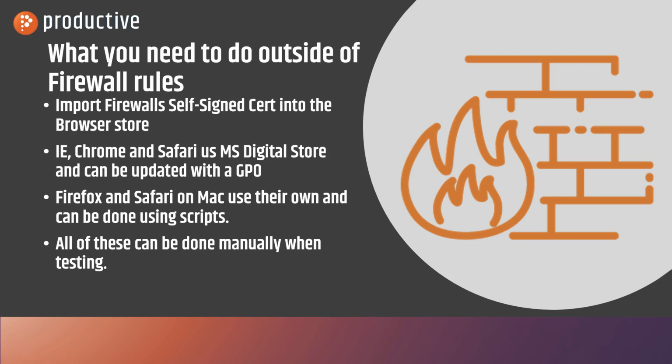What you need to do outside of the firewall rules, I already showed you how easy it is to turn it on in the XG. You need to import the firewall self-signed certificate into the browser store. For IE, Chrome, and Safari, basically this is a one-task mission that can be done using GPO. You can push it out in a couple other ways as well. If you're using Firefox or Safari on Mac, they use their own, and this is going to need to be done either manually or using a script. And when you're just testing this out to see how it's going to work, you can import it manually, quite easy, using your own browser or browser on your test machine.